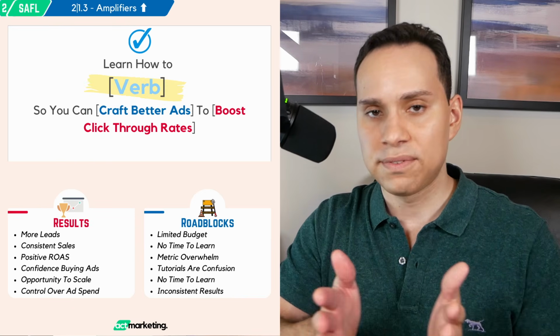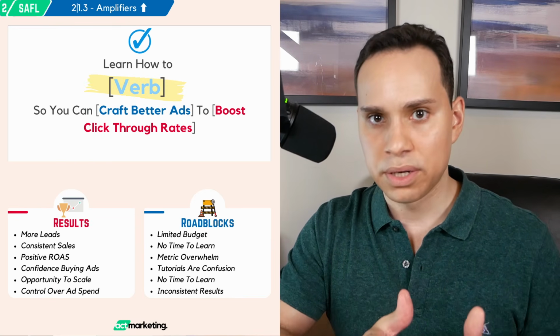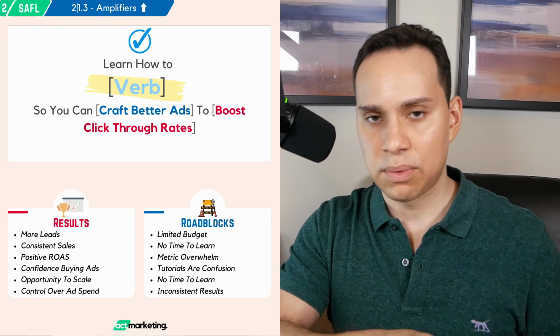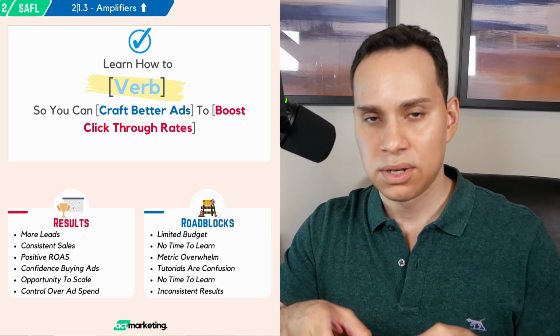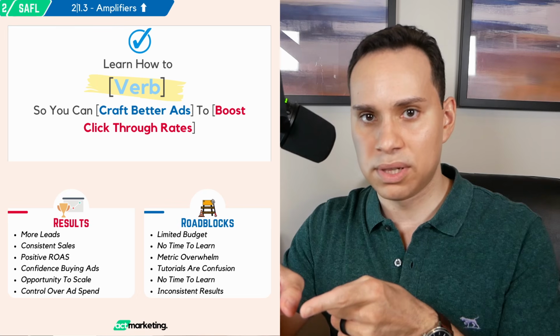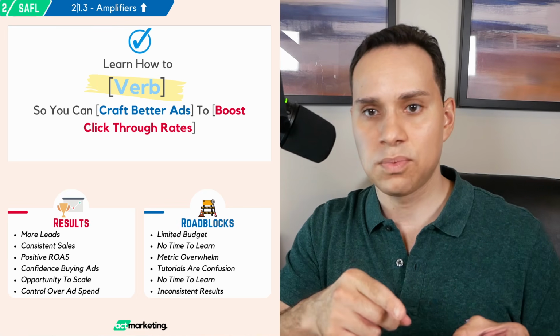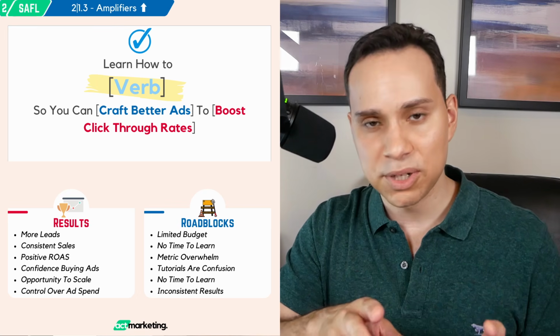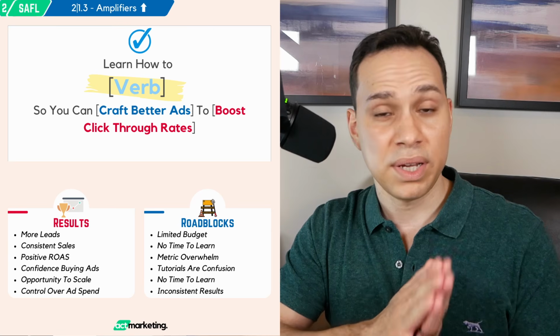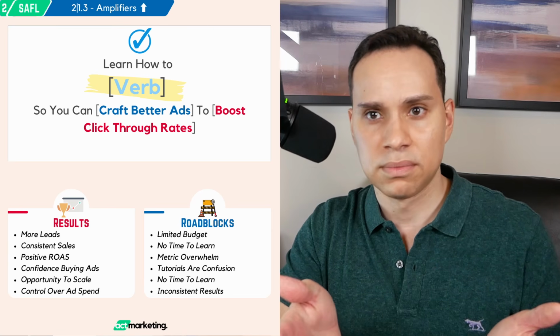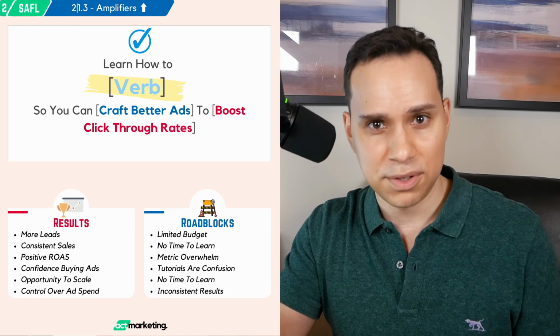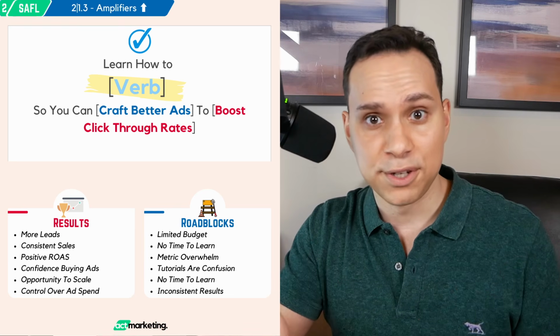So this is where we have to tell them the verb, like what action are they going to take that will allow them to write better ads so they can have better click-through rates. And so this is where it gets a little murky, because on the one hand, we have to be honest with people. You're going to have to do work, right? Unless this is a done-for-you service, they're going to have to do something.